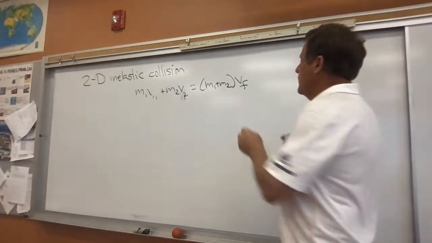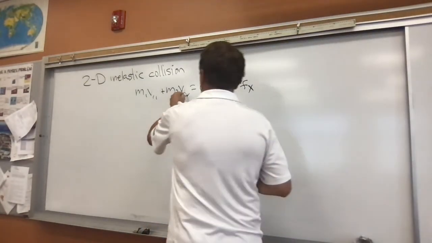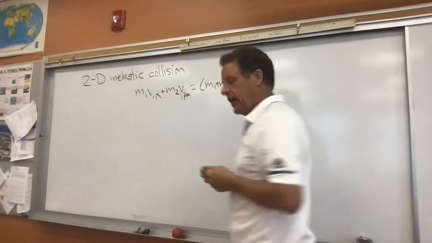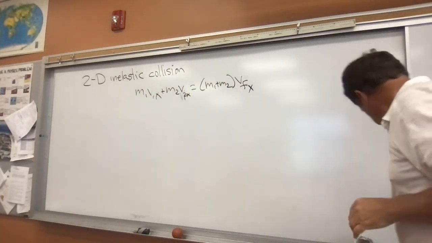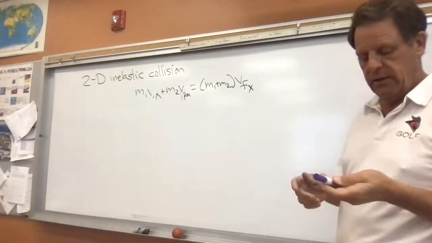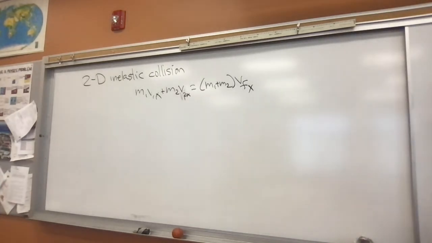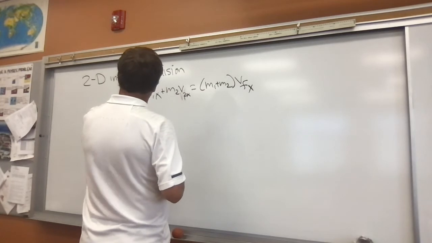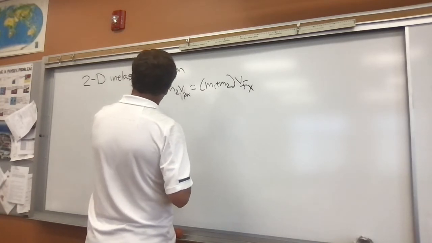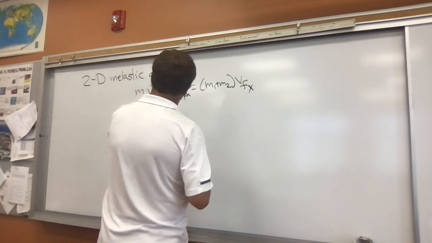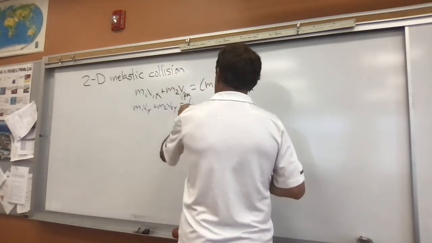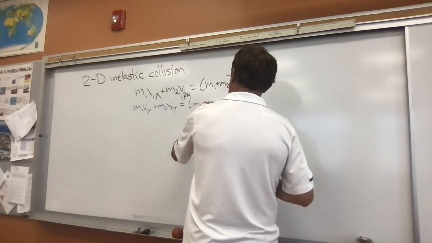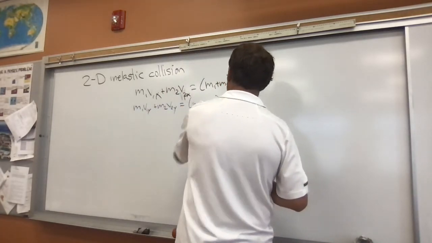Now we're going to do this, except now we're going to do this all in the x direction, and we're also going to have the same exact thing in the y direction. So we could say m1v1y plus m2v2y is going to equal (m1 plus m2) v final y.